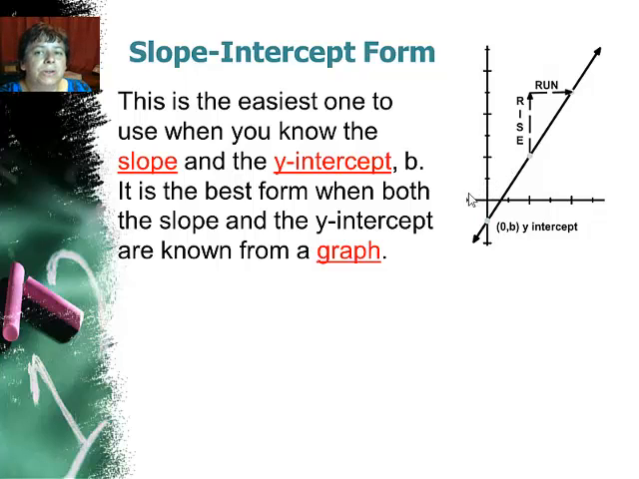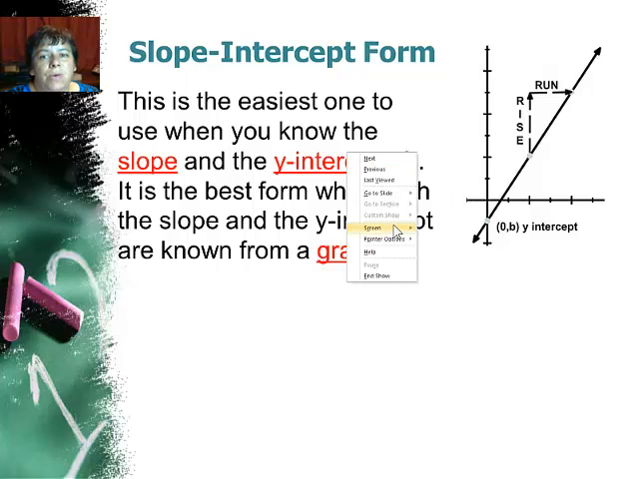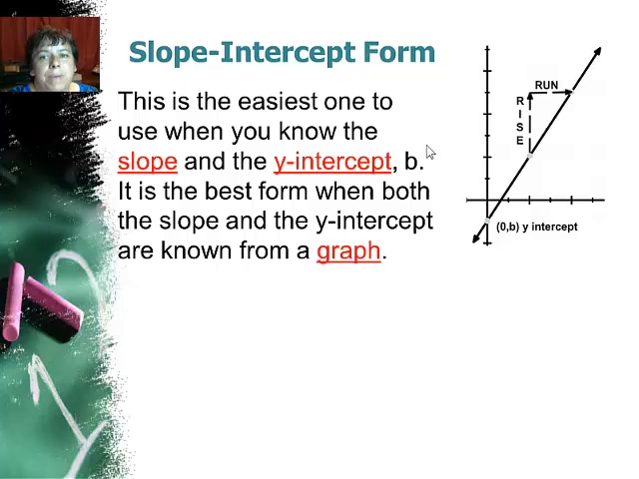The slope-intercept form, in my opinion, is one of the easiest ones to use when you know the slope and the y-intercept. Don't forget the y-intercept is b. All right? So see here, (0, b) is the y-intercept. It is the best form when both the slope and the y-intercept are known from the graph.